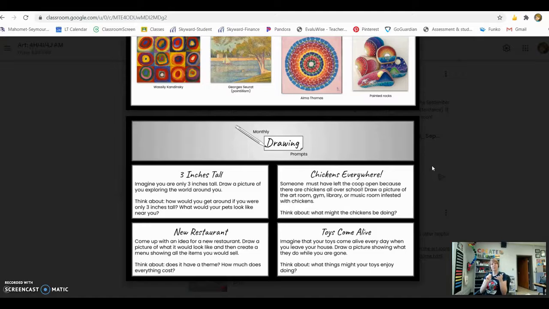You can then add some pencil shading if you want to keep it in black and white, or color with any of your traditional art supplies. Your prompts for this month are 3 inches tall, chickens everywhere, new restaurant, and toys come alive. So again, these might just be ideas that you have never thought of that you could include in your artwork.